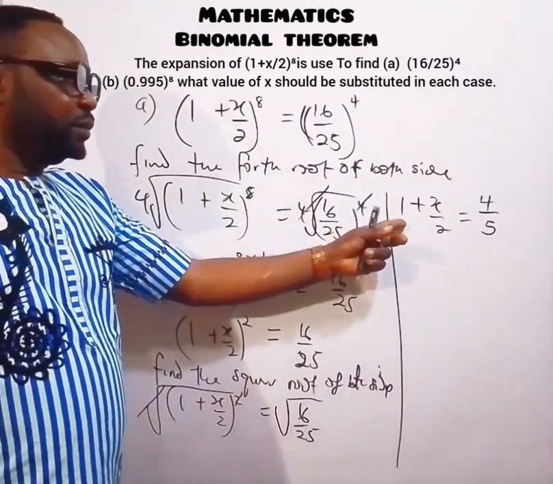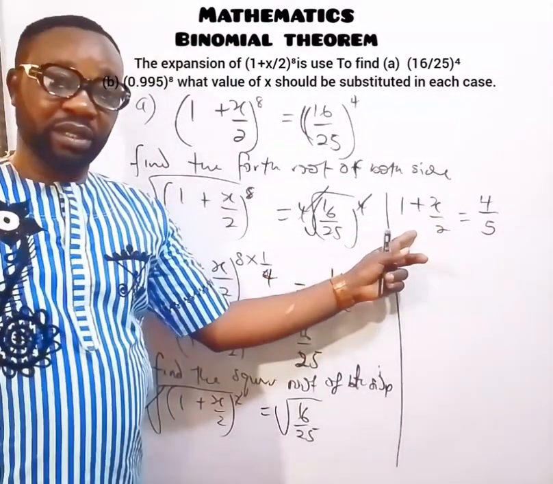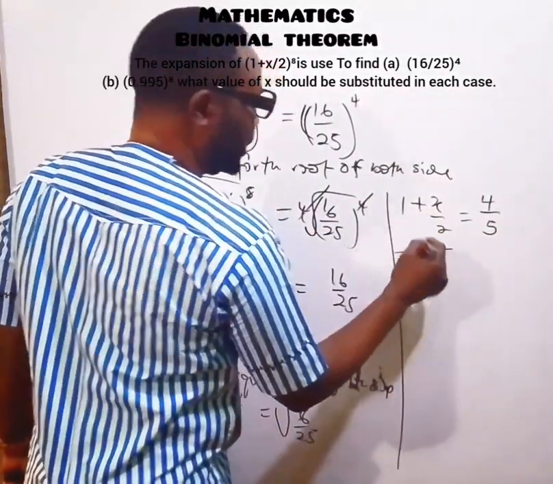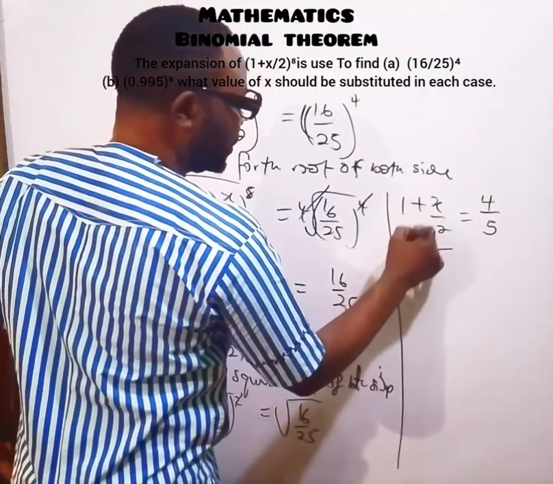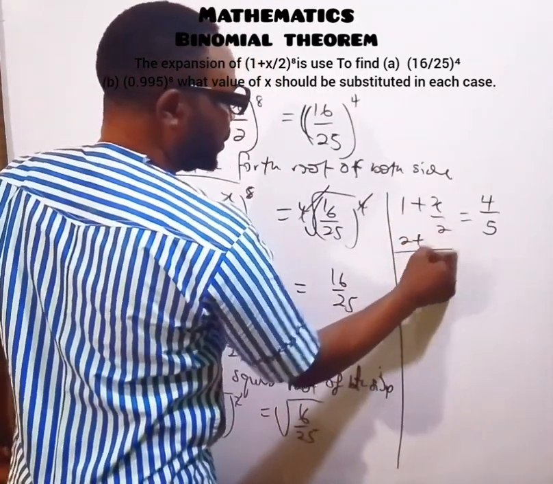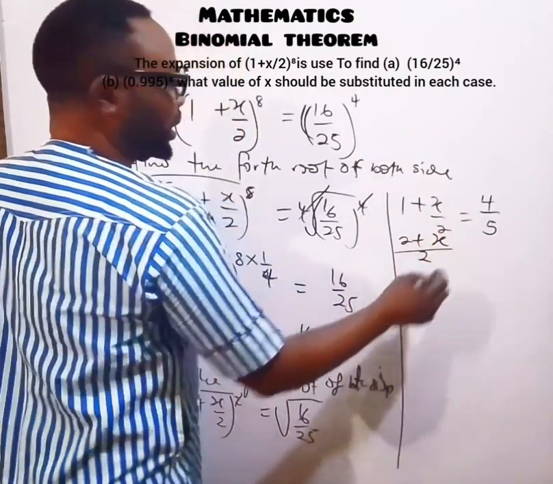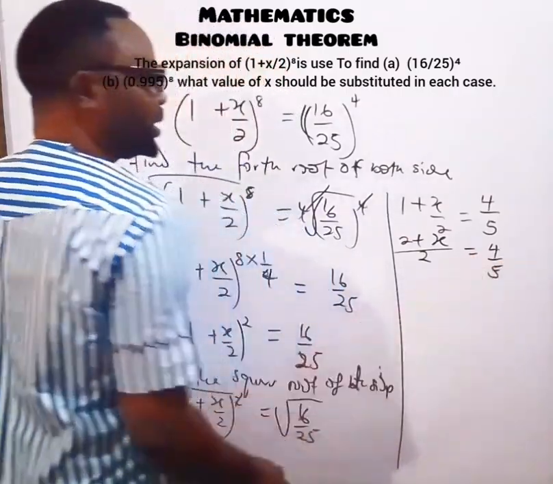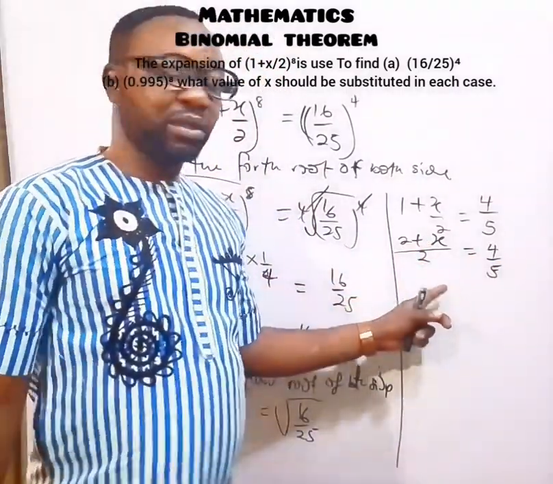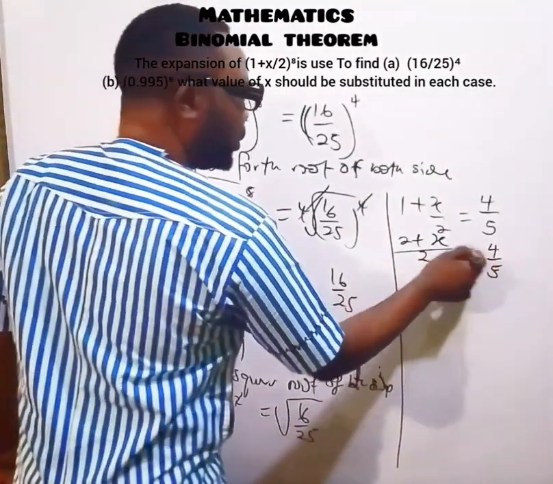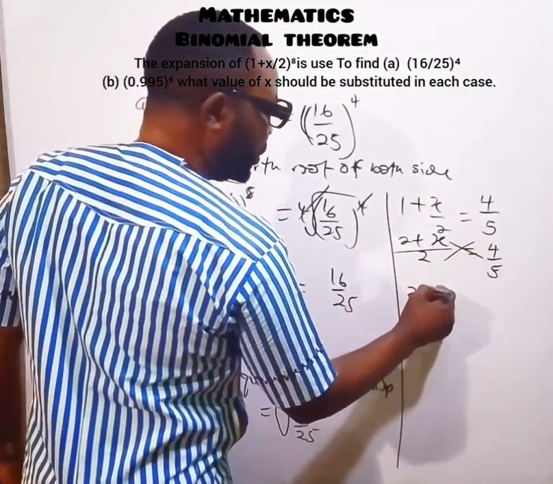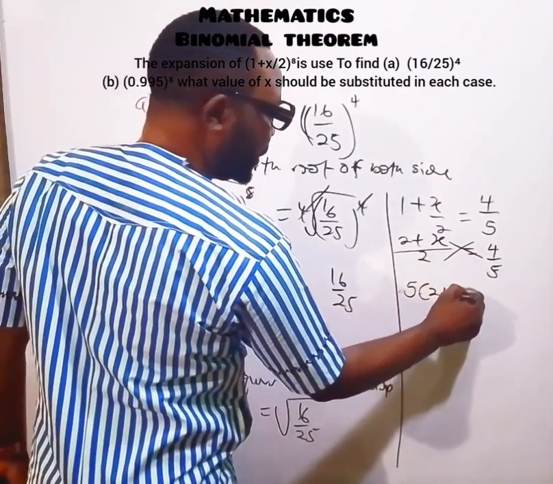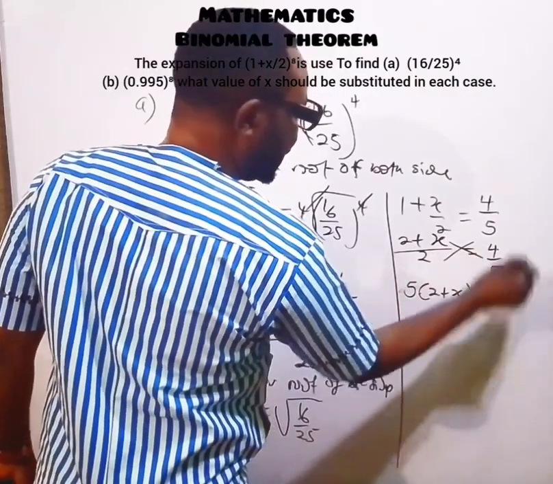At this stage, we'll need to find the LCM of this side and equate it with this side as well. The LCM is 2. 1 into 2, 2 times 1, 2, plus 1 times x, that's x. So 2 plus x over 2 is equal to 4 over 5. Now we have a fraction on the left hand side and a fraction on the right hand side, so you cross multiply. We have 5 into bracket 2 plus x is equal to 4 times 2, that's 8.